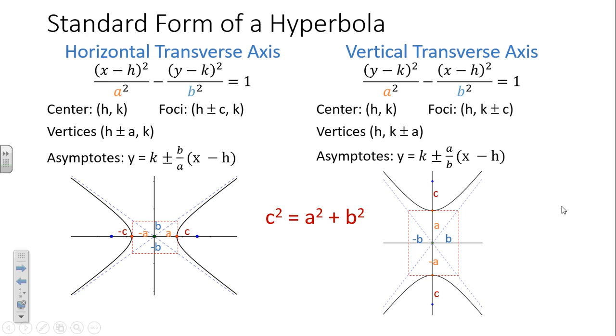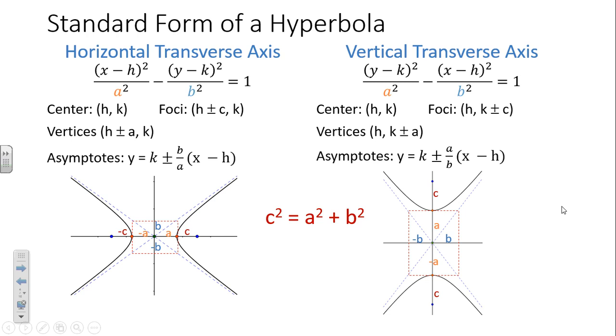And our a, because it's underneath our positive one and is on the transverse or focal axis, is going to kind of spread things out. A in one direction, A in the other. B will go up and down in this case, that same distance. And then we can use this box.